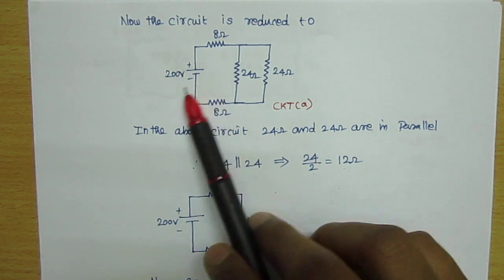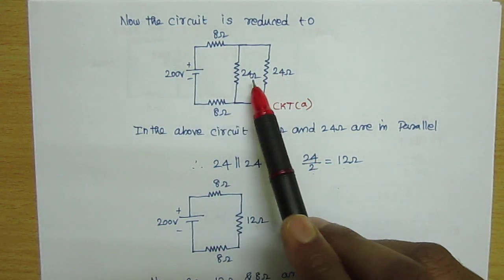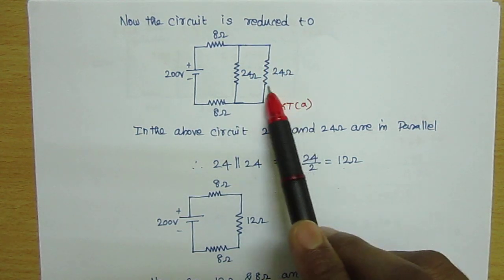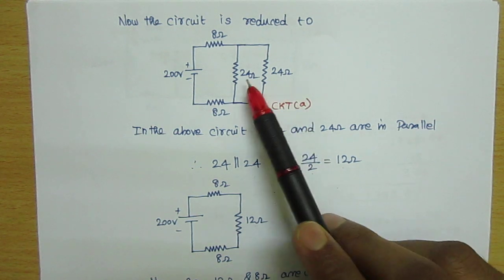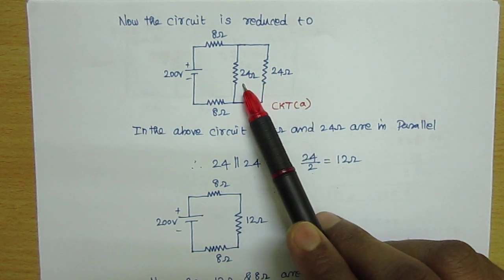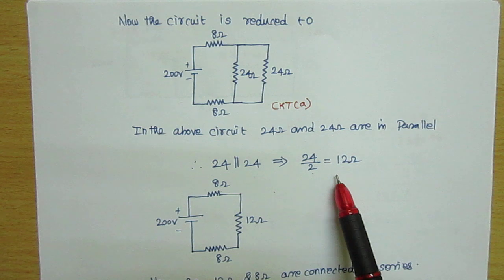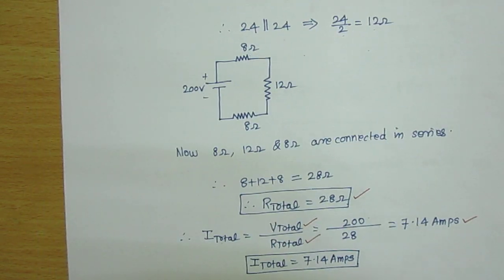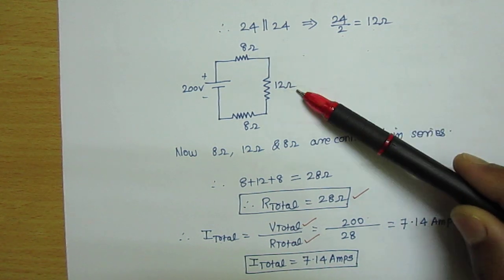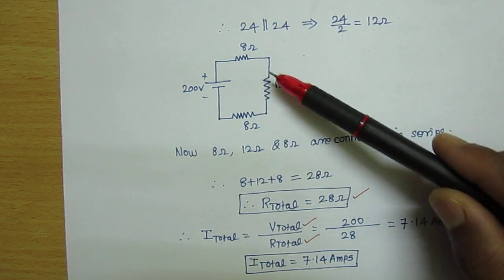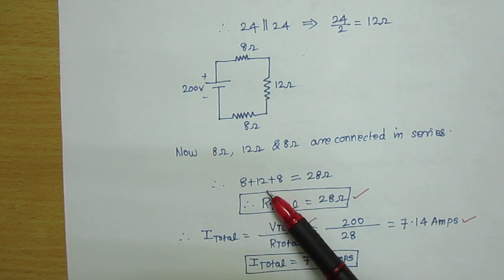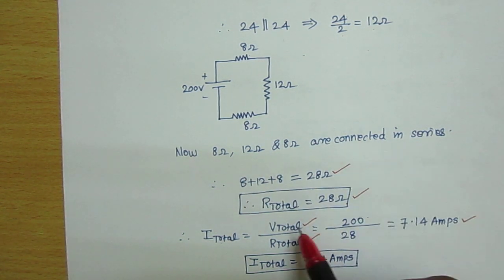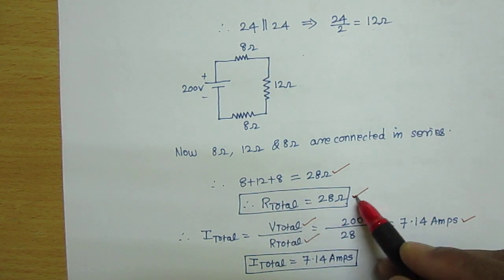200 volt is the source voltage, and then 8 ohms, 24 ohms, 8 ohms. This 24 is the resistor we just reduced. Again this 24 and 24 are connected in parallel. We know how to simplify the parallel circuit, so 24 divided by 2 gives 12 ohms. Further the circuit is reduced to 8 ohms, 12 ohms and 8 ohms, all three connected in series. So 8 plus 12 plus 8 gives 28 ohms. Therefore the total resistance R total is 28 ohms.